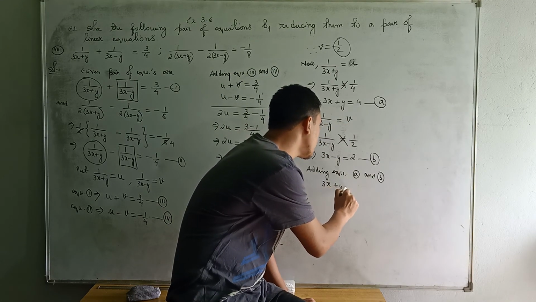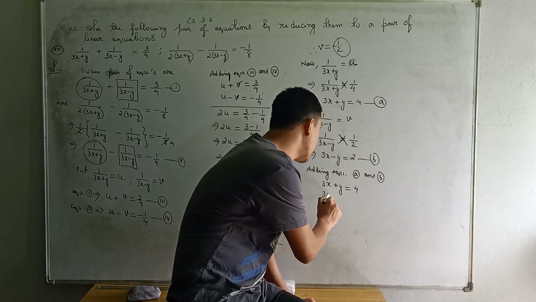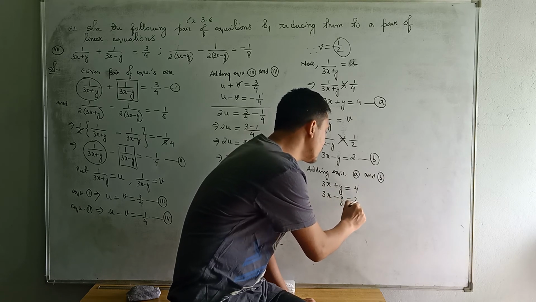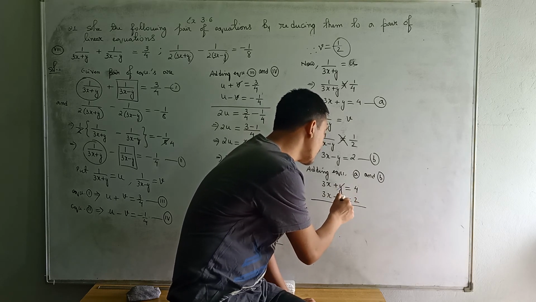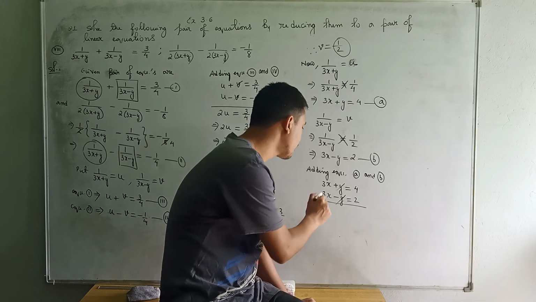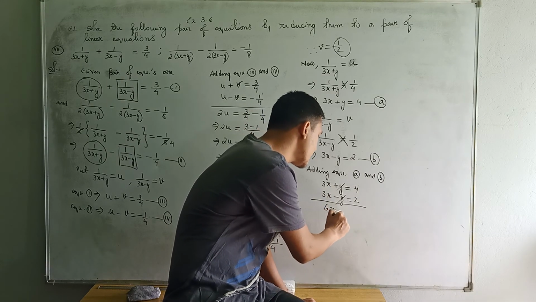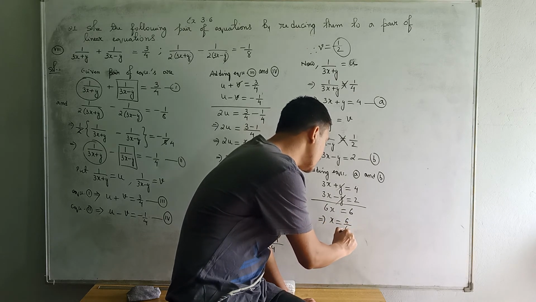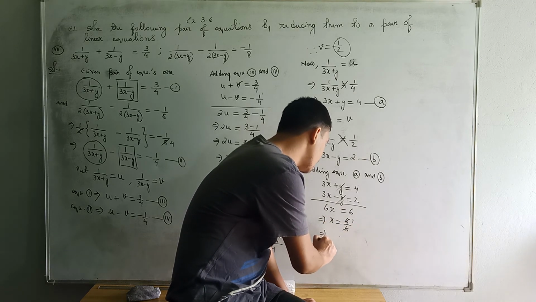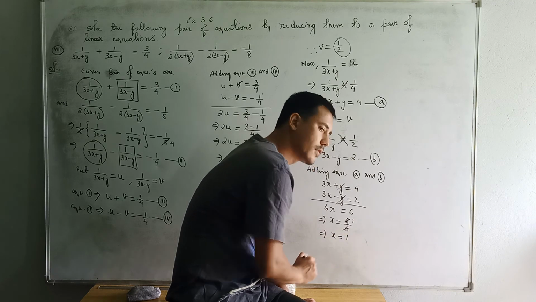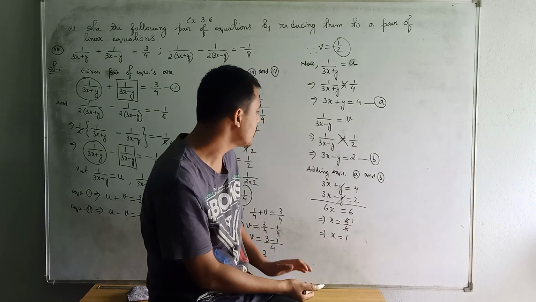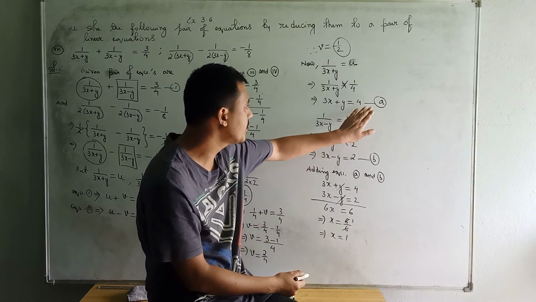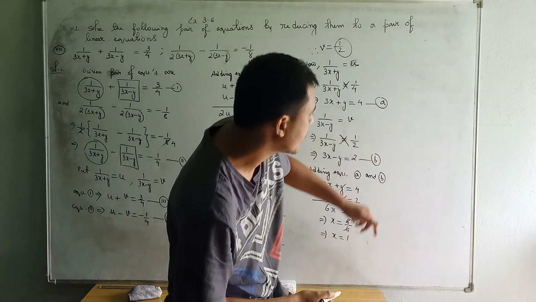3x plus y is equal to 4. 3x minus y is equal to 2. Plus y minus y gets eliminated. 3x plus 3x, 6x, 4 plus 2, 6. So x will be 6 upon 6. So x is equal to 1. Now we want y. Substitute x anywhere you like, either A or B. You can take A.